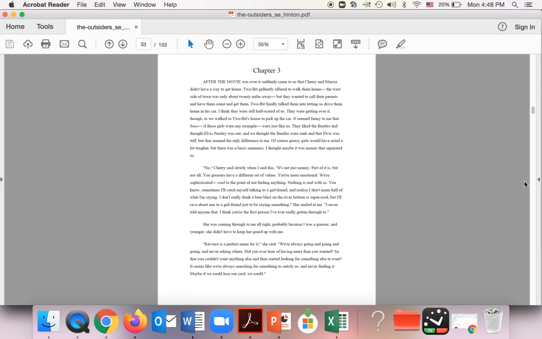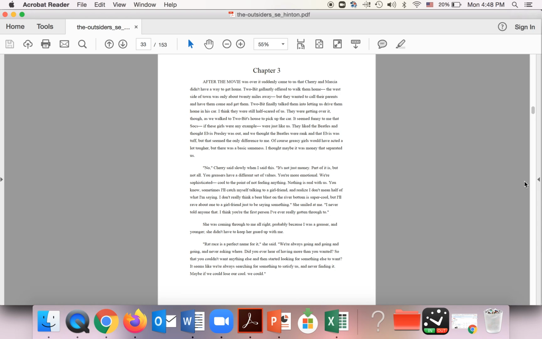Chapter 3. After the movie was over, it suddenly came to us that Cherry and Marcia didn't have a way to get home. Two-Bit gallantly offered to walk them home. The west side of town was only about 20 miles away, but they wanted to call their parents and have them come and get them. Two-Bit finally talked them into letting us drive them home in his car. I think they were still half scared of us. They were getting over it, though, as we walked to Two-Bit's house to pick up the car.